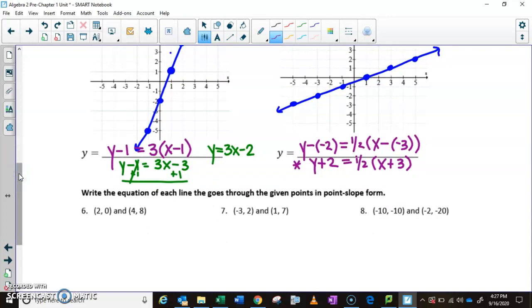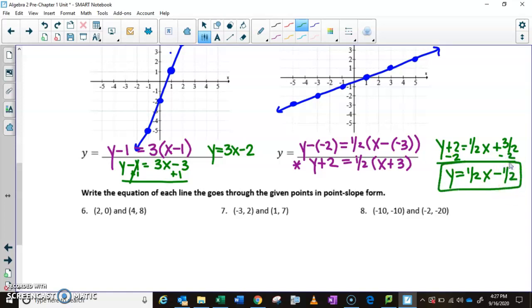And now if we want my equation in slope-intercept form, solve for y. So I'm going to distribute over here on the right-hand side. So we're going to have y plus 2 is equal to 1/2 x plus 3/2. Leave them as fractions, not decimals, please. Subtract 2 from both sides. So y would equal 1/2 x, and 3/2 minus 2, so that'd be minus 4/2, which would be minus 1/2. Get used to working with fractions and not decimals.